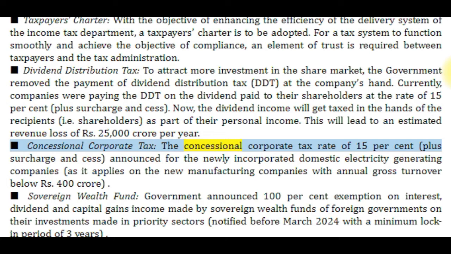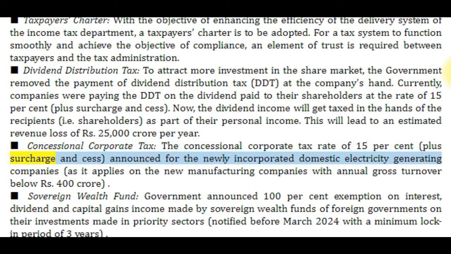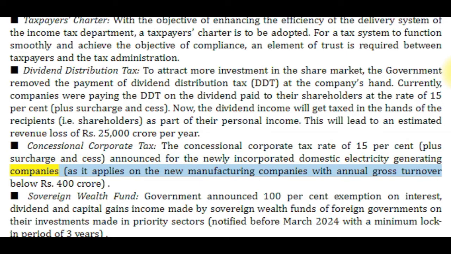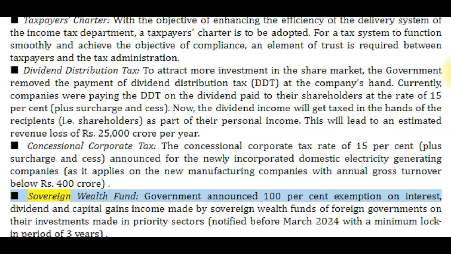Concessional Corporate Tax. The concessional corporate tax rate of 15% plus surcharge and cess, announced for the newly incorporated domestic electricity generating companies, as it applies on the new manufacturing companies with annual gross turnover below 400 crore rupees.